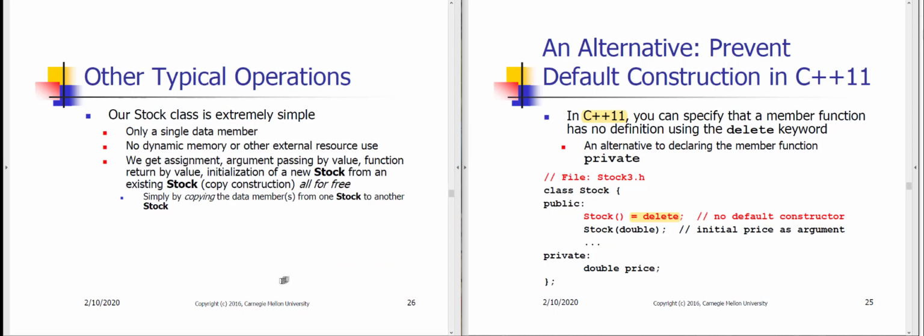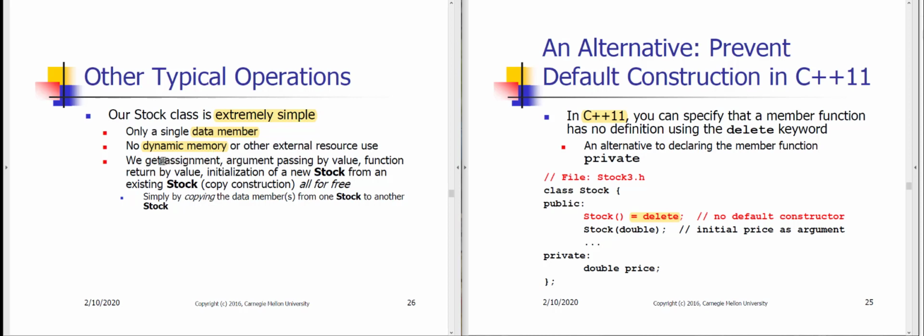Okay, so the stock class that we have used here to illustrate the idea of public member functions and private data members and constructors and functions that set values and get values and so on is incredibly simple. We only have one data member. We're not doing any dynamic memory allocation. We're not accessing any remote network resources, or a file on disk. Consequently, for this class, we have the same kinds of operations available to us that we get for free if we had just declared this thing as a struct.